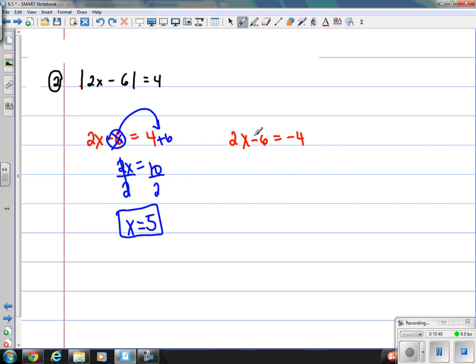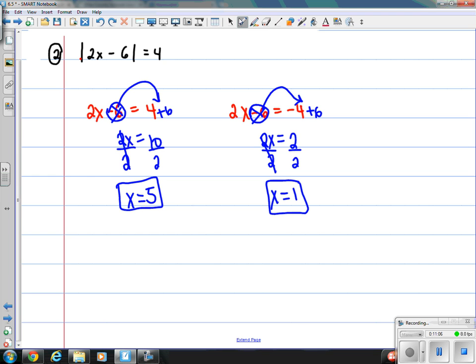Alright, so on case 2 we do the same thing. We're going to transpose our minus 6 and make him a plus 6. So he disappears from the left. I get 2x equals negative 4 plus 6, which is positive 2. Last step to solve for x is to divide both sides by 2. The 2's cancel. x equals 1.